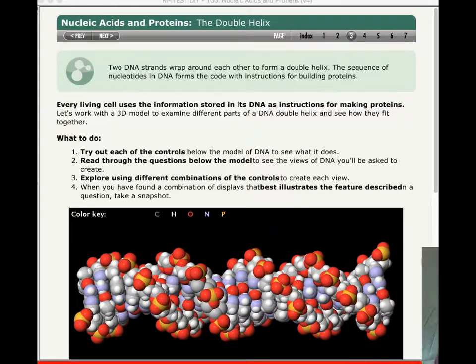So now we know that 2 DNA strands wrap around each other to make a double helix. It's like sides of a ladder. If you took a ladder and twisted it, it would make a double helix. You can see if I untwist this model, it looks like a ladder, and then I can twist it up and it looks more like DNA. So let's translate that to this molecular model here.